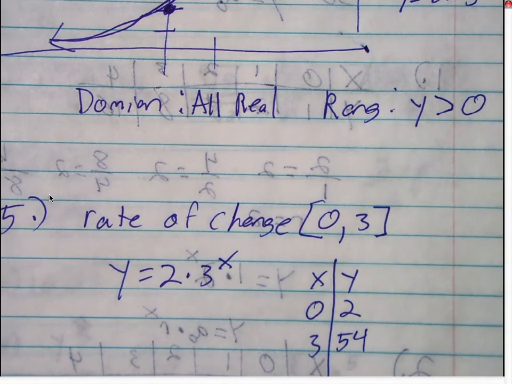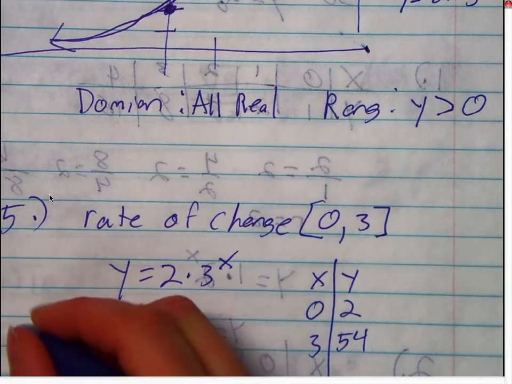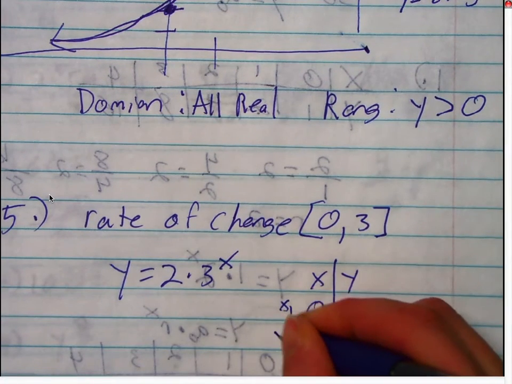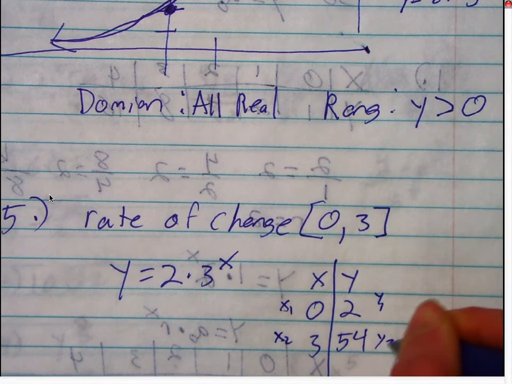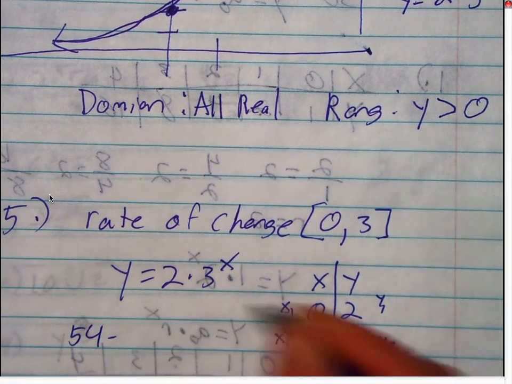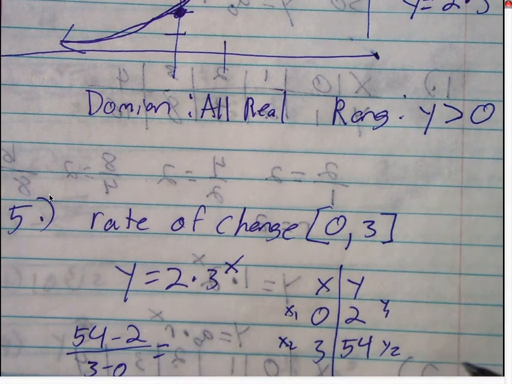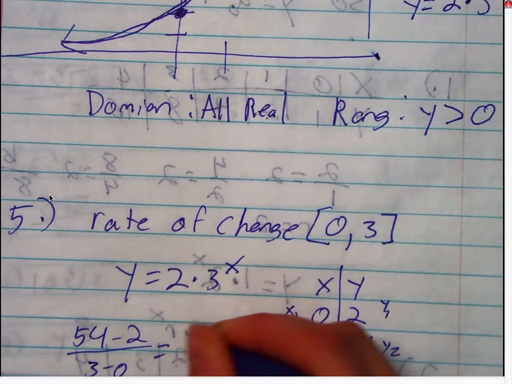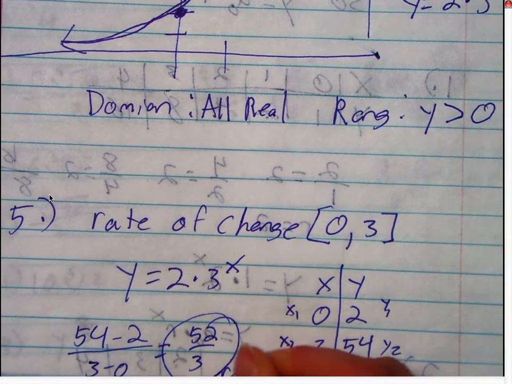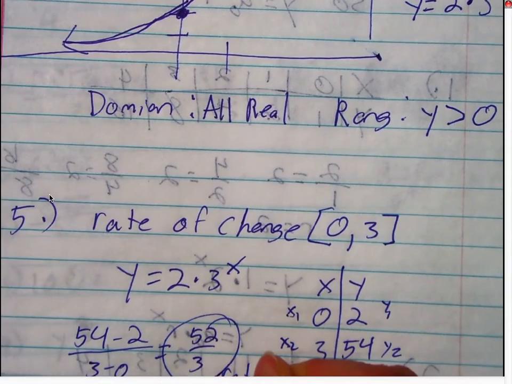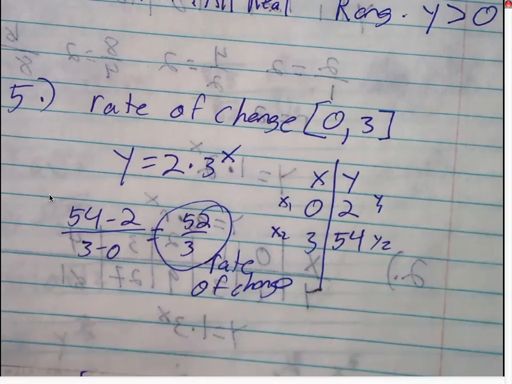Okay. Now, how do we find rate of change in a linear problem? We find the what? Slope. So you're just making this x1, x2, y1, y2, and you're finding the slope. You're literally going 54 minus 2 over 3 minus 0. And what do we get? 52 over 3? That's it. That's the rate of change. Done. So that should be pretty easy because it's already something you do. It's just slope.